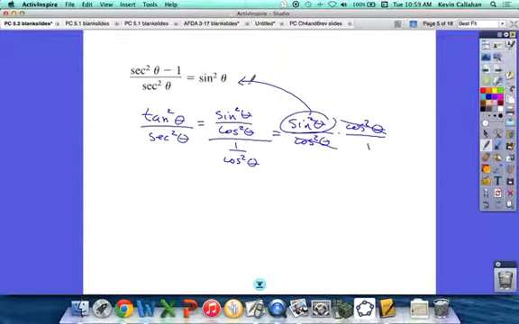I mean, but you could have gone a different way. You could have said, let's make this first one secant squared over secant squared. That could be the first term. That's 1. And then minus 1 over secant squared. That's cosine squared. So we would have 1 minus cosine squared, sine squared. Totally different way to go. Same answer.